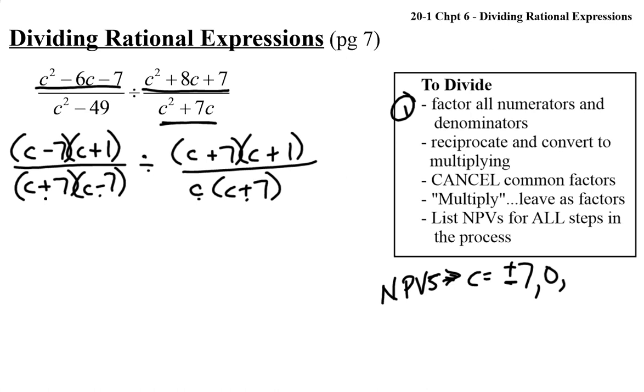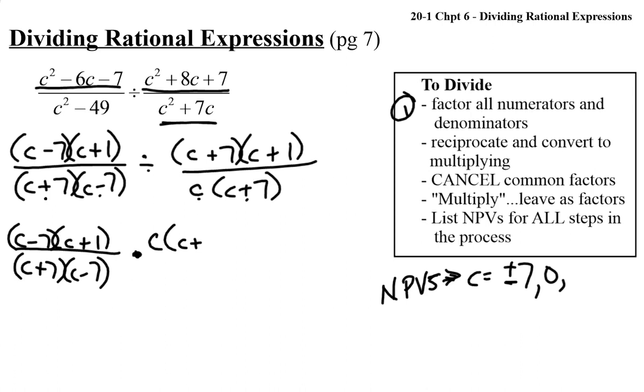So now we reciprocate. c minus 7 times c plus 1 over c plus 7 times c minus 7. Multiply is what we now have, and we reciprocate. c over c plus 7, c plus 7 times c plus 1.